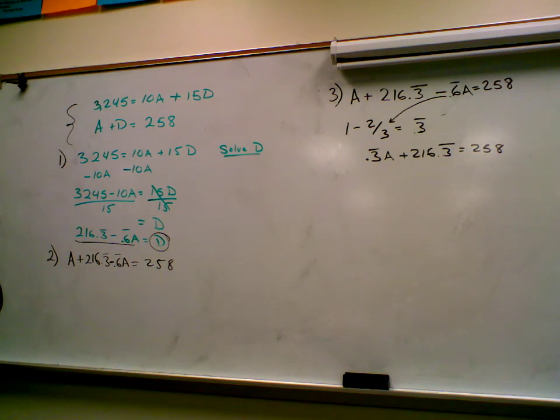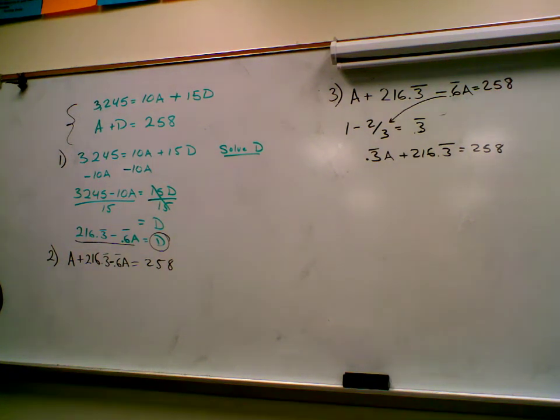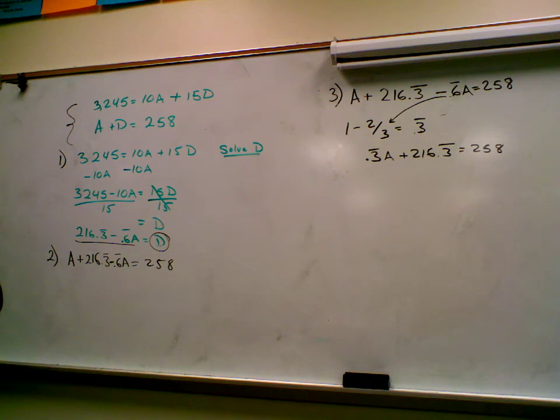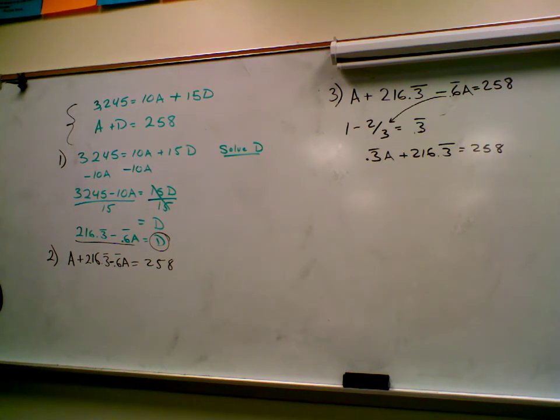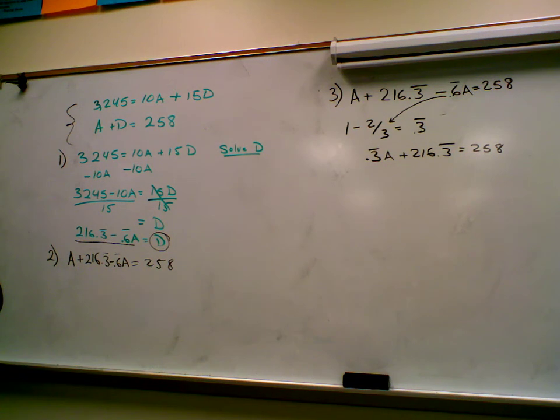It's just algebra. You have to move this, right? It's added. How do you get rid of it? Subtract from both sides. So you do 258 minus 216.333333, and then you get the answer. So you have 0.3A equals that. No, because you have to do 258 minus the 216 first.